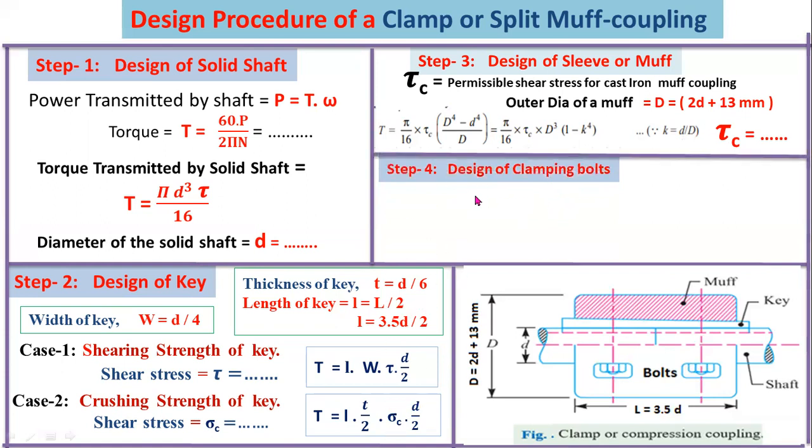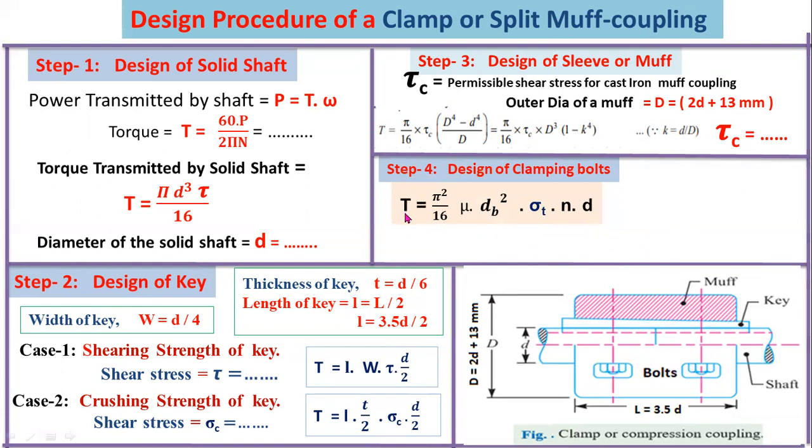In step number 4, you have to design the clamping bolts. That means you have to design a suitable size of bolts and nuts. For that purpose, you have to use this formula for design of bolts and nuts.